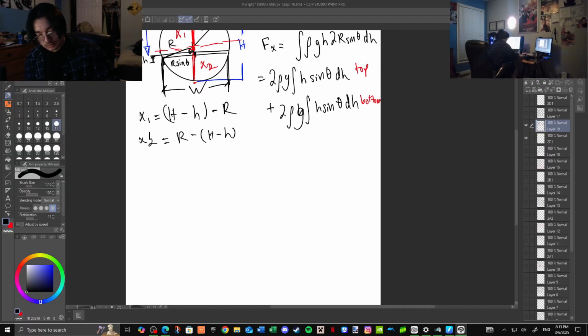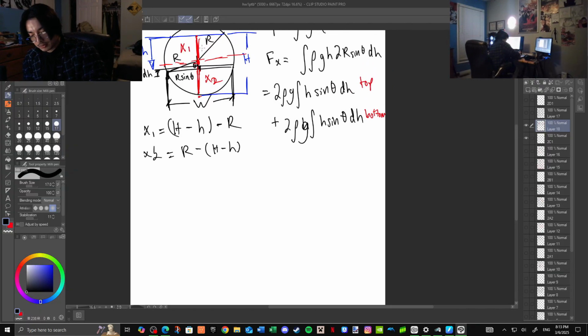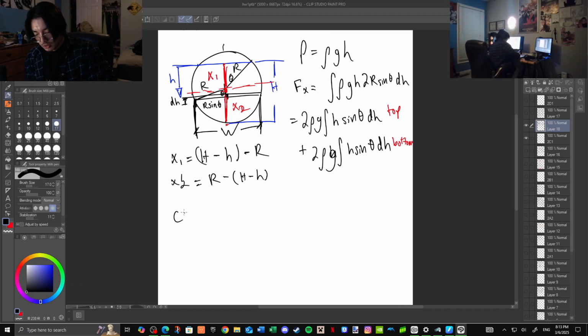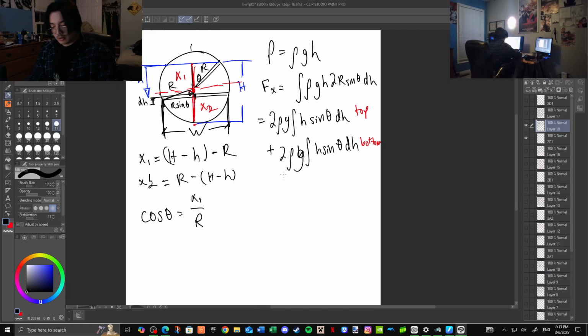So going back to this figure, x1 and r, we can use that. So we can actually say that cosine of theta is equal to x1 over r, adjacent over hypotenuse. We got that. We can then use the trig identity, cosine squared theta plus sine squared theta is equal to 1. Right? And since we need to replace sine, we're going to isolate that in our equation.